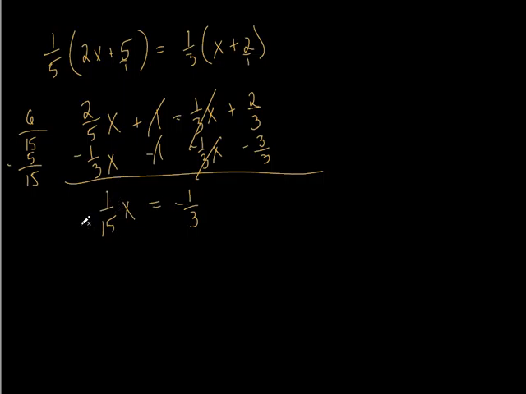Let's multiply by the reciprocal again. So multiply by 15 over 1. Come over here, multiply that by 15 over 1. Cancels out, cancels out. X equals, look at this, 15 over 3. Or you could do this. 3 goes into 3 once, into that 5 times, and what do we get? Negative 5.